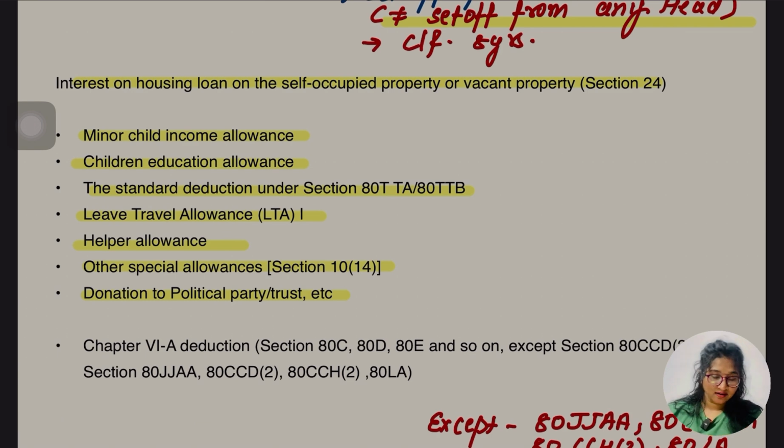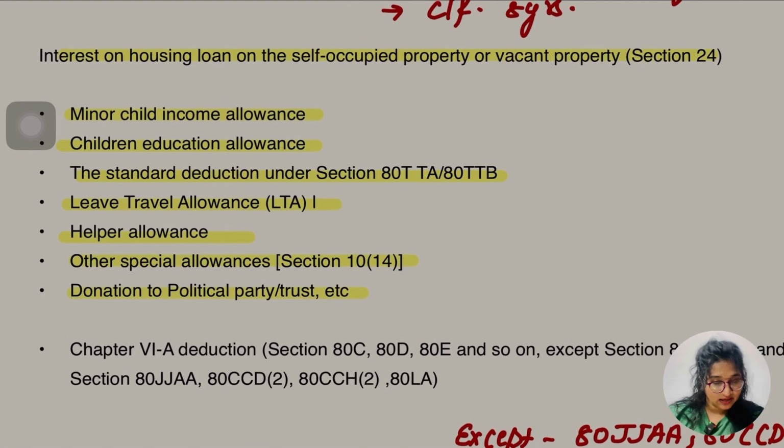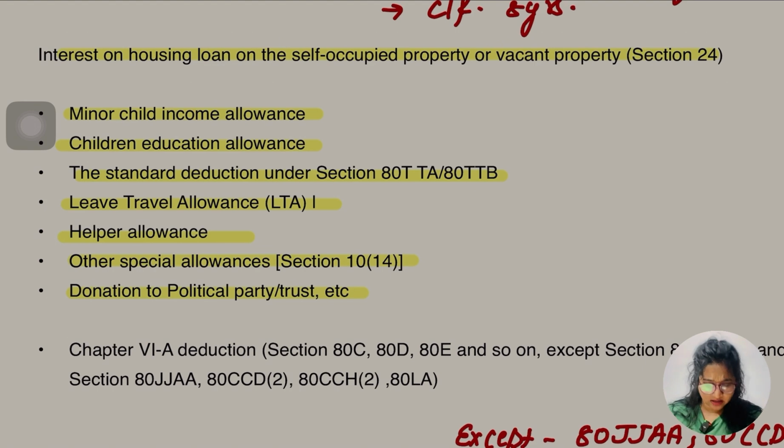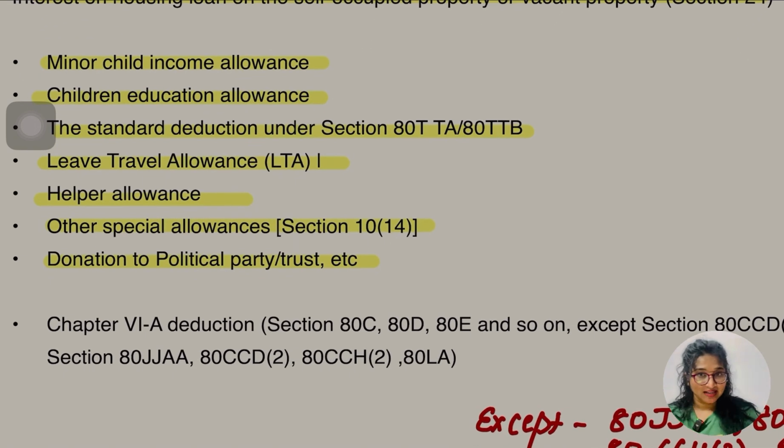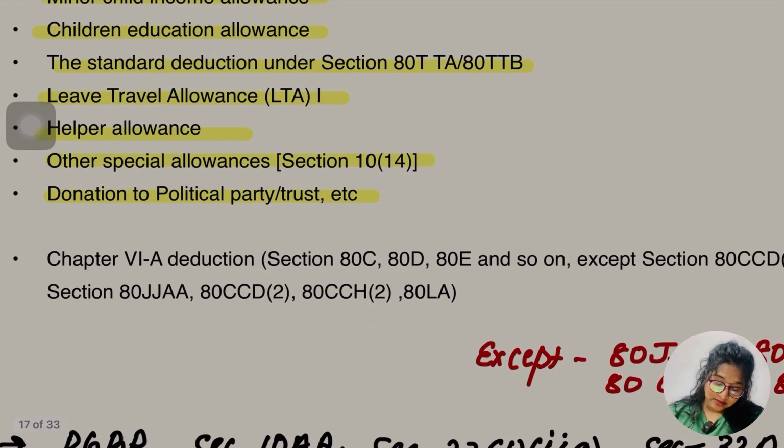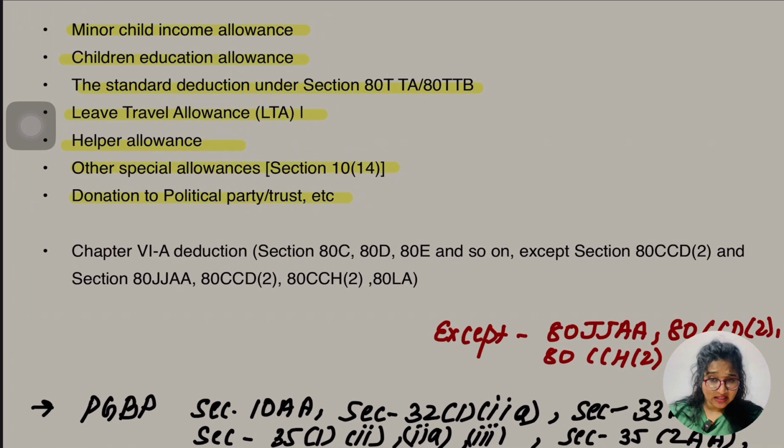Minor child allowance is not allowable, children's education allowance is not allowable, 80TTB and 80TTA are not allowable, and savings deductions are not allowed. Leave travel allowance is not allowable, and special allowance is not going to be allowable. Donation to political parties is not even allowable. Chapter 6A deductions are not allowed, but there are some exceptions.